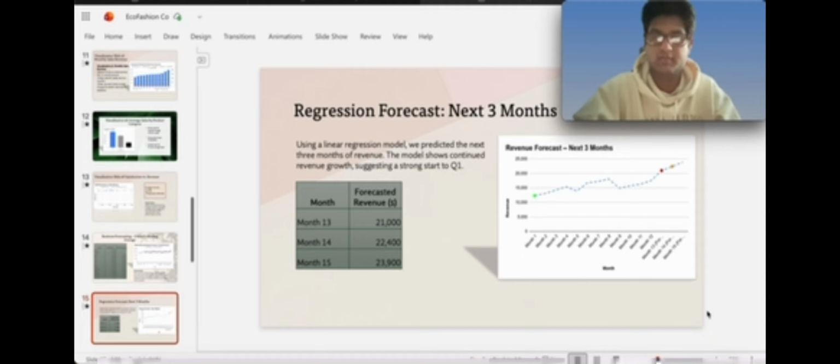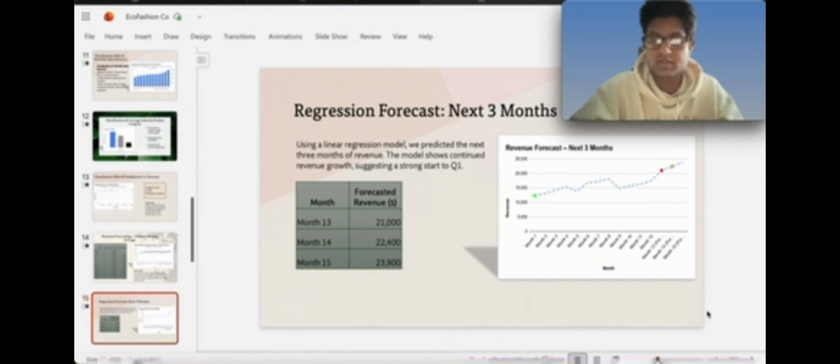Next, we have slide 15 with the regression forecast model. Our first forecasting method used linear regression. This model examined how different product categories influenced overall revenue, and it revealed that shirt sales were the strongest predictor of monthly revenue. The regression equation we developed is 5,000 plus 2.5 times the amount of shirts sold.